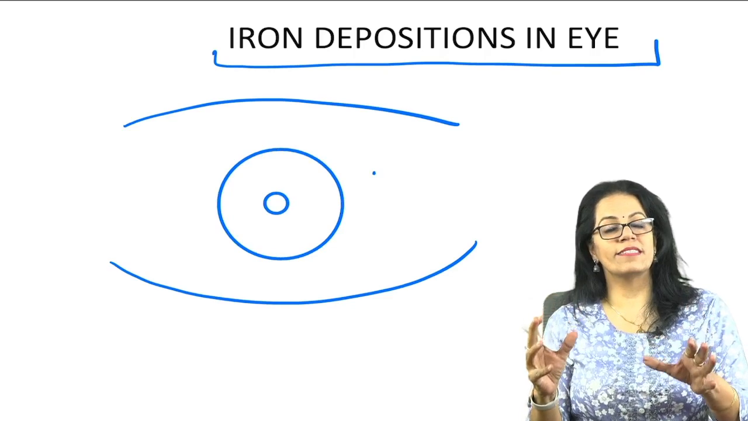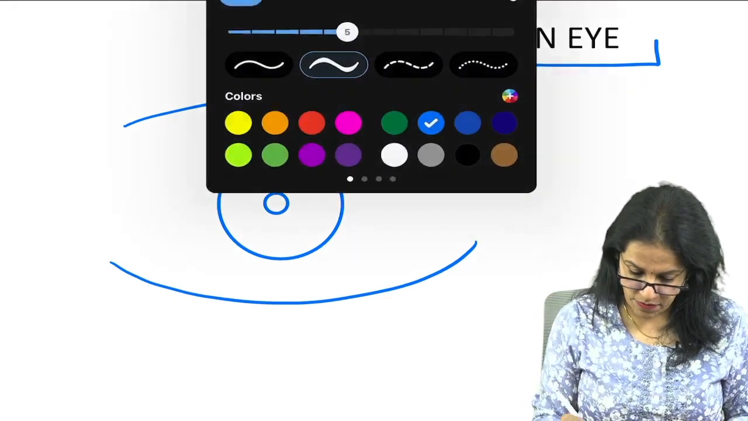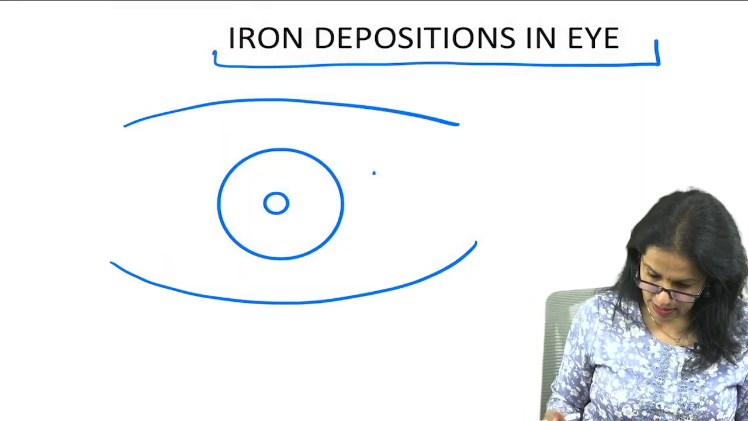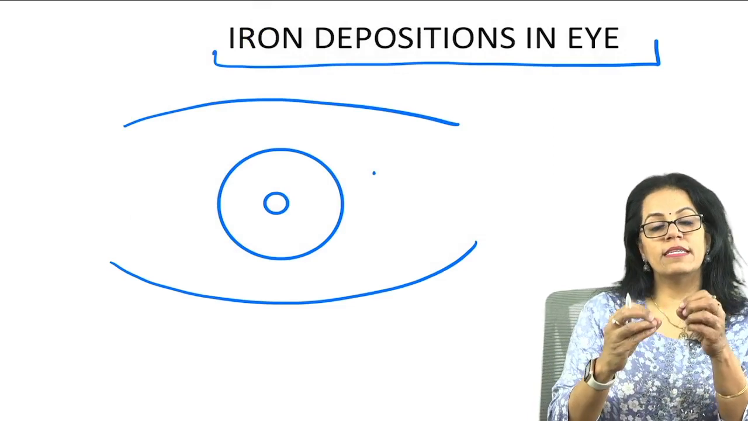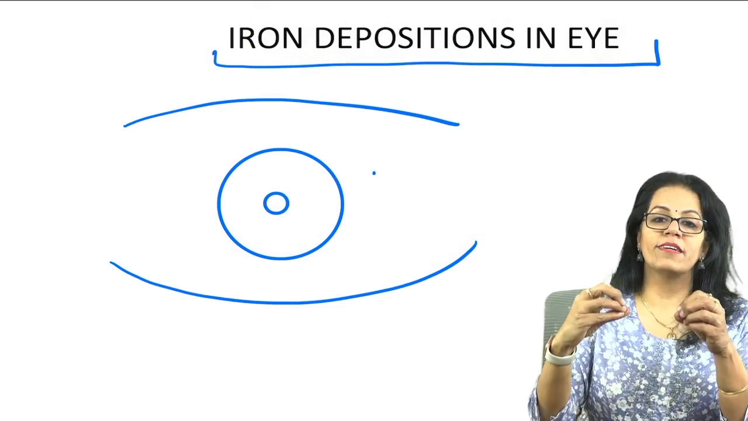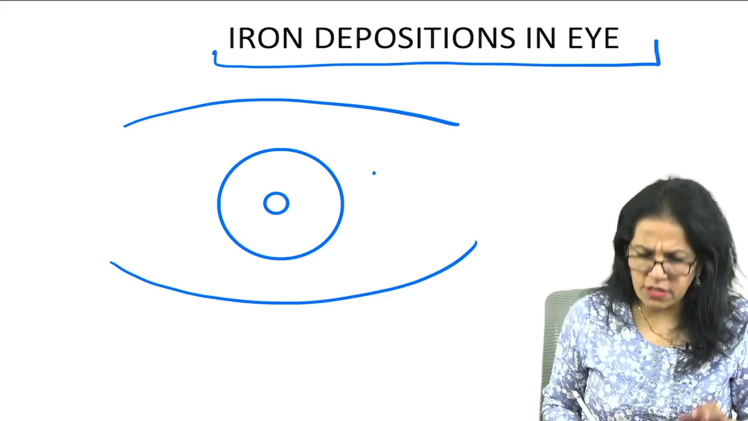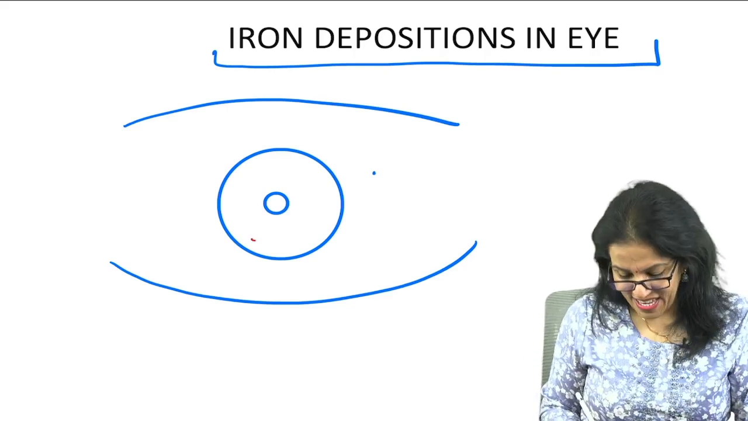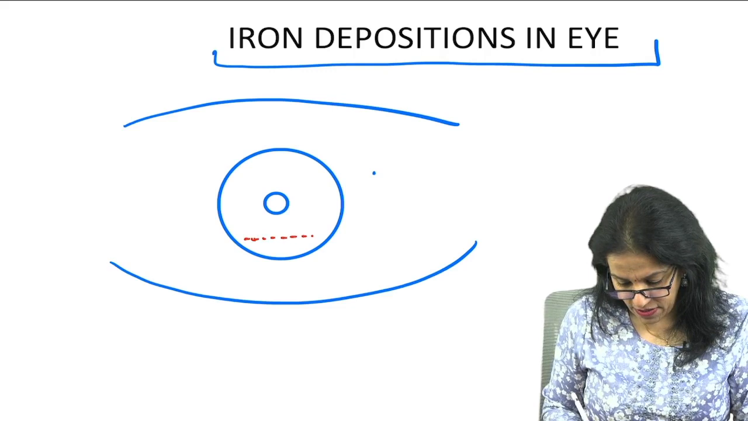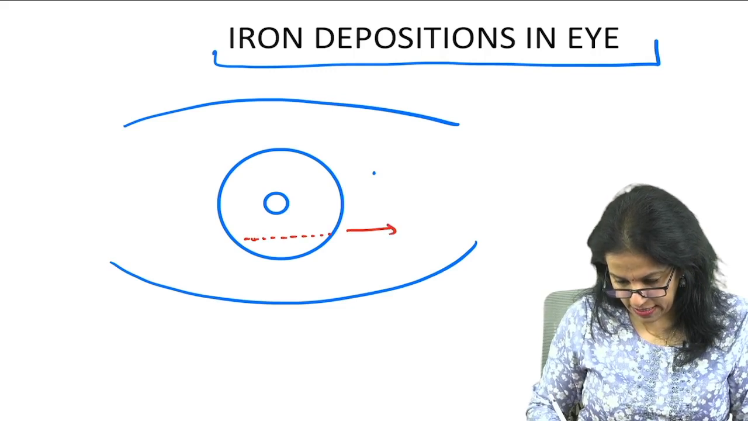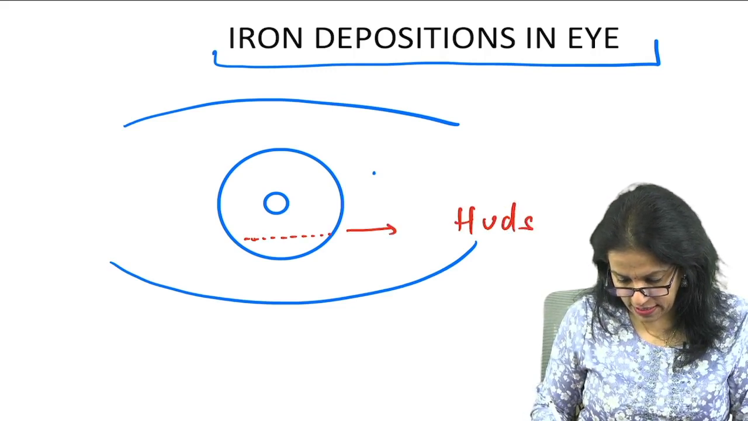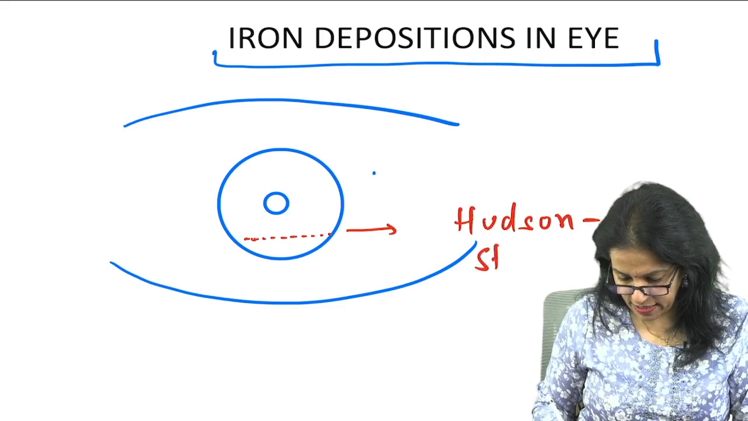Now iron depositions, how to learn? Let's see. What we will do, we will draw it here. What are the things they can ask? There can be just a deposition between the middle and lower third of the cornea, cause being idiopathic. What is this known as? You just have to be familiar with the terms. So, middle and lower third of the cornea, cause is idiopathic. We call it Hudson-Stahli line. Just know this. Hudson-Stahli line. It is idiopathic.